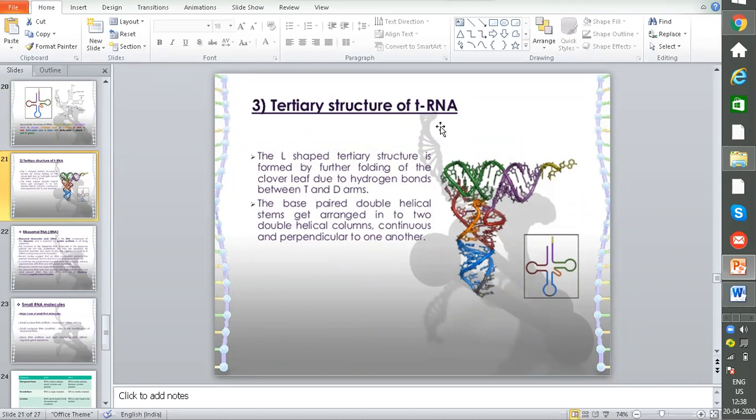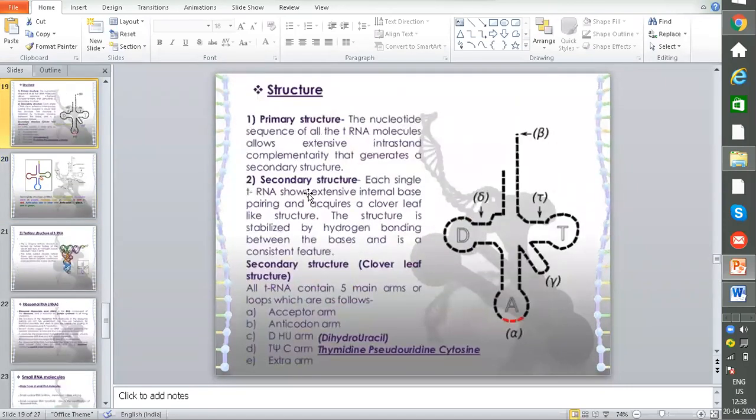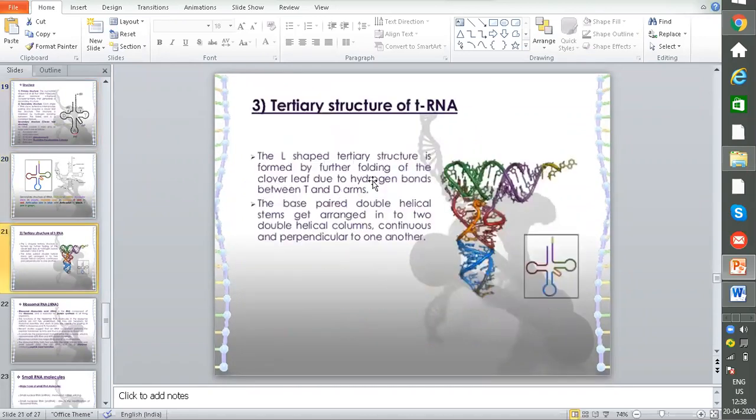So tRNA also has a primary structure. We have seen here the primary structure and the secondary structure. The secondary structure has more interactions between nitrogenous bases. But in the tertiary structure, there are also more interactions, and importantly, the hydrogen bonds are more folded at this region, in the middle, between the D arm and the T arm. That means it is a secondary structure, and now it is converting into a tertiary structure.